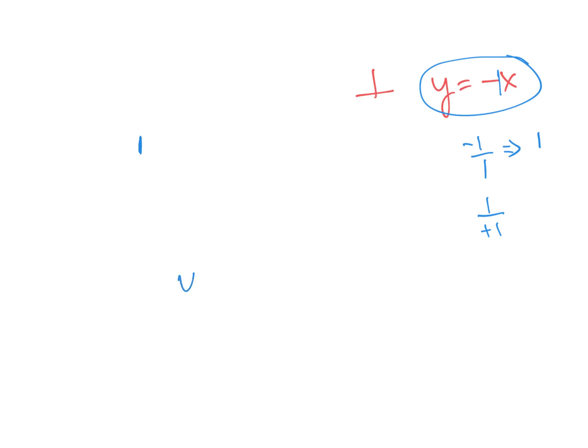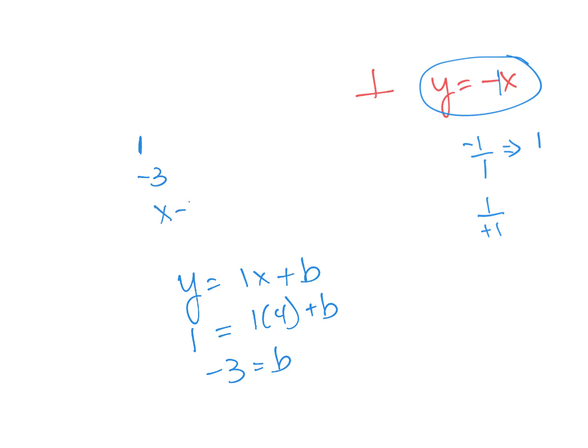Now we have y equals 1x plus b, and we'll put our x and y in here. 1 equals 1 times 4 plus b. Subtract 4 from both sides, and we get -3 equals b. And we have y equals x minus 3.